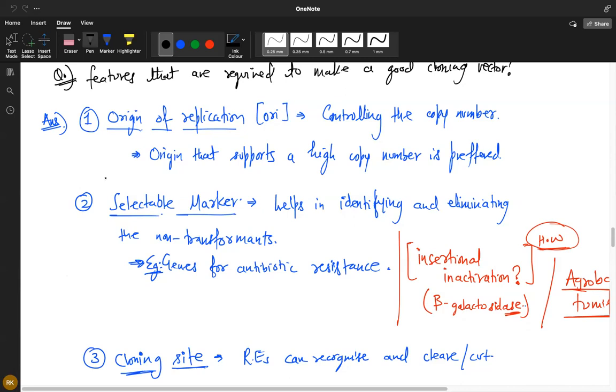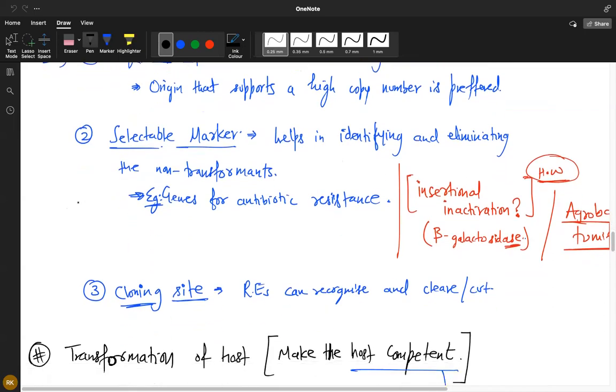Yeah, right. Genes encoding resistance to antibiotics like ampicillin and tetracycline are useful selectable markers for E. coli. Correct. And one more point: normal E. coli cells do not carry resistance against any of these antibiotics.